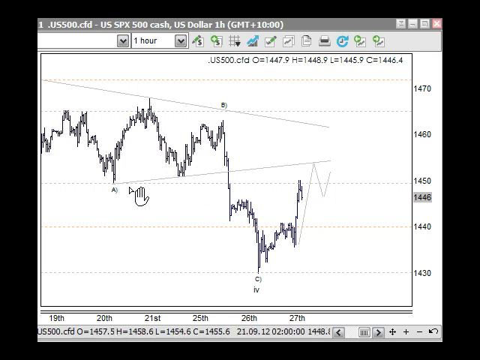As you can see through here, this is where the resistance is, and you just naturally expect the 1450 to hold out as the resistance there. But given some time, let's just see if it develops support on that. That will be the clincher.